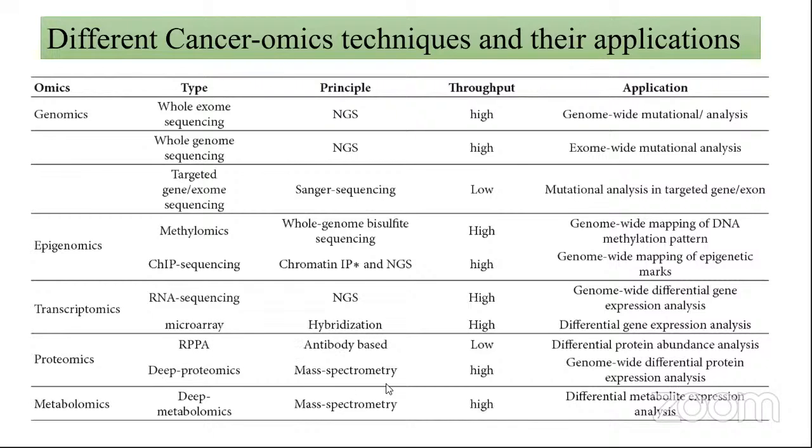So it will come with respect to mass spectrometry or the antibody based data sets. And if you are studying the RPPA data or the deep proteomics data, then we have applications with respect to differential protein abundance analysis. You are going to understand genome wide differential protein expression analysis with respect to proteomics based approach. And if you are studying metabolomics, then you will get to know the different metabolite expression analysis with respect to these different techniques.